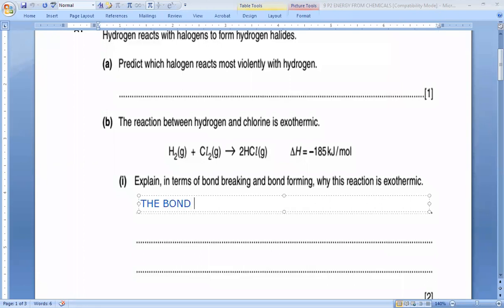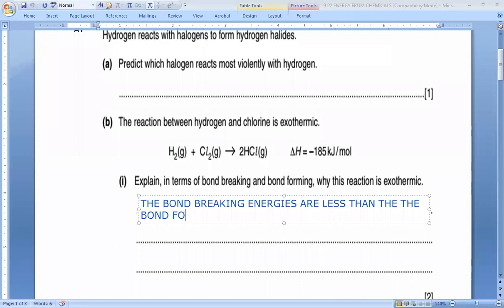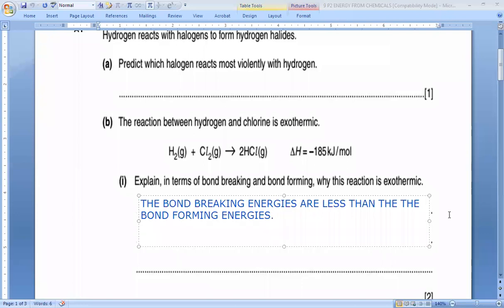The bond breaking energies are less than the bond forming energies. That's it. Or the initial enthalpy.